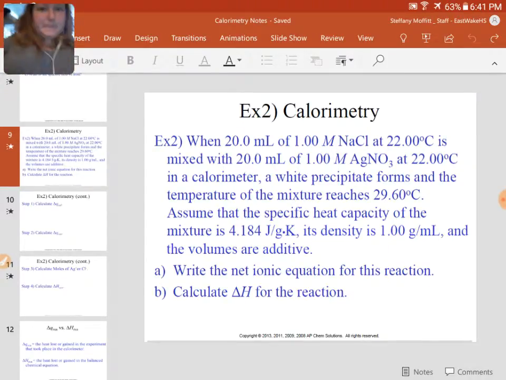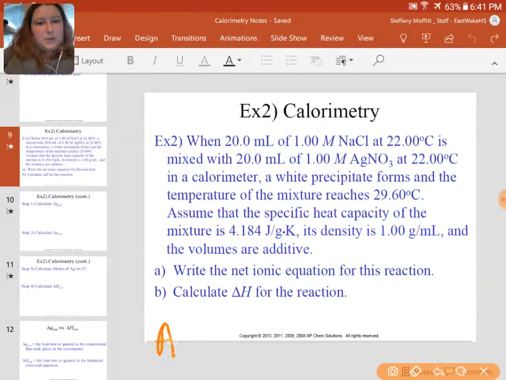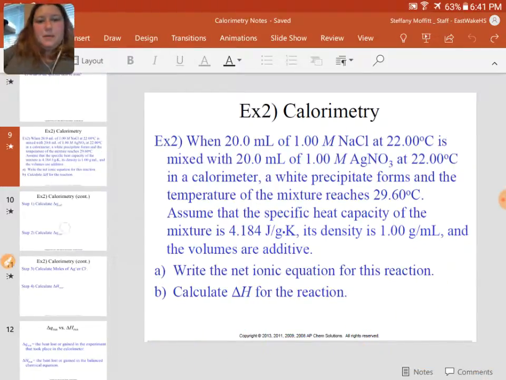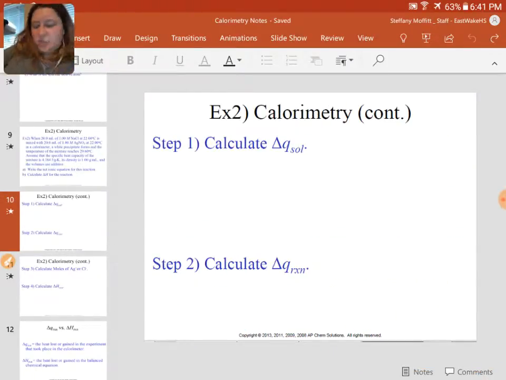All right. The net ionic equation for that comes out to Ag plus Cl minus yields AgCl solid. Very simple. It says calculate delta Q of the solution.